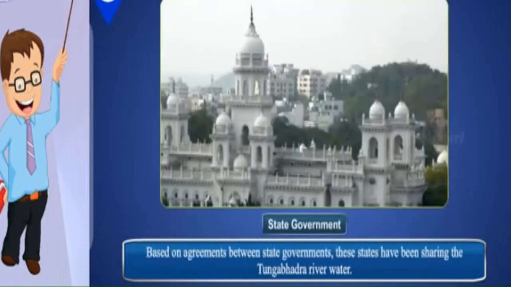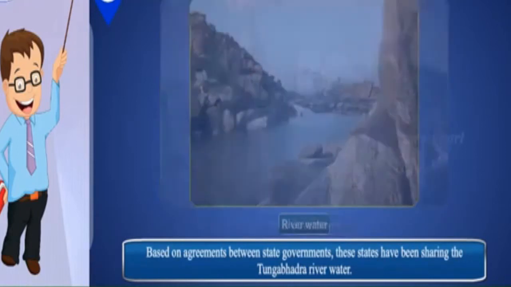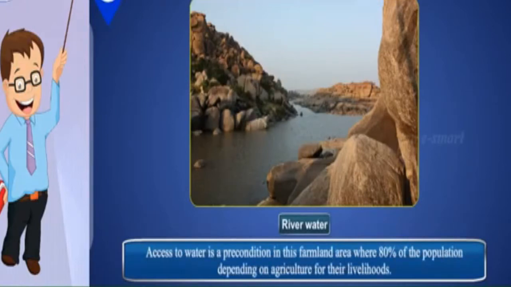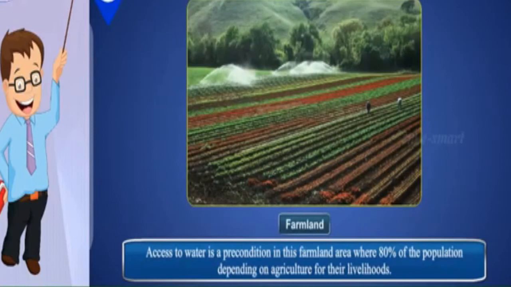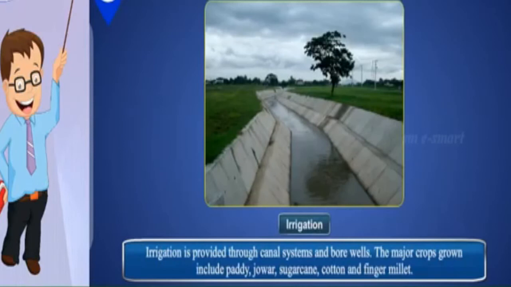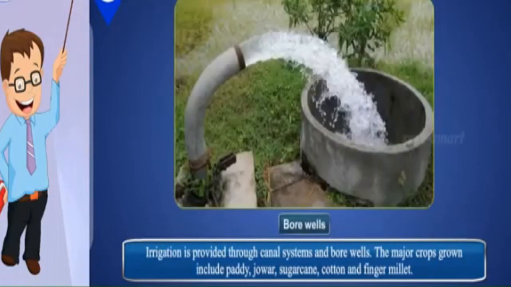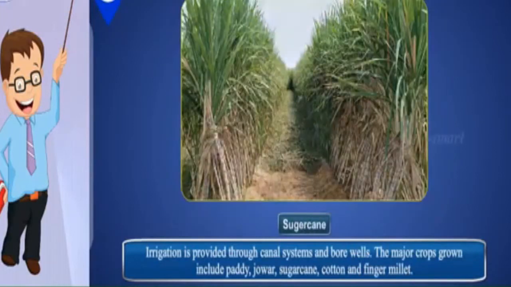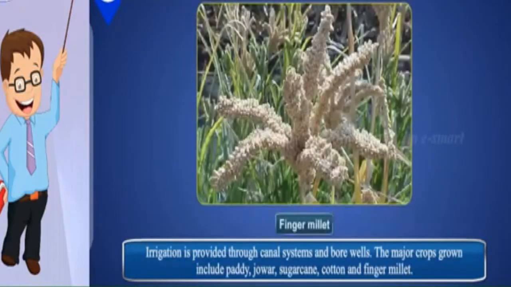Based on agreements between state governments, these states have been sharing the Tungabhadra river water. Access to water is a precondition in this farmland area where 80% of the population depends on agriculture for their livelihood. Irrigation is provided through canal systems and bore wells. The major crops grown include paddy, jowar, sugarcane, cotton, and finger millet.